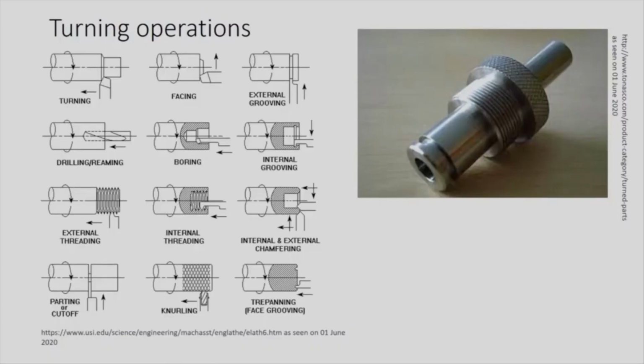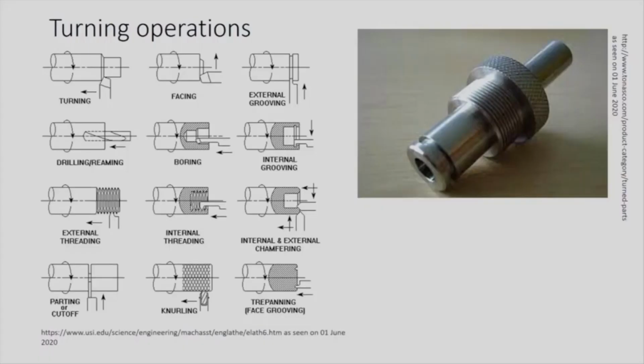If you look at the complexity of the variety of products in real life conditions, you will find that many operations are needed on a component. It is not only a simple one operation that needs to be carried out. So, if you look at the screen, as far as turning operations are concerned, there are many features the turning operations can develop on the workpiece.